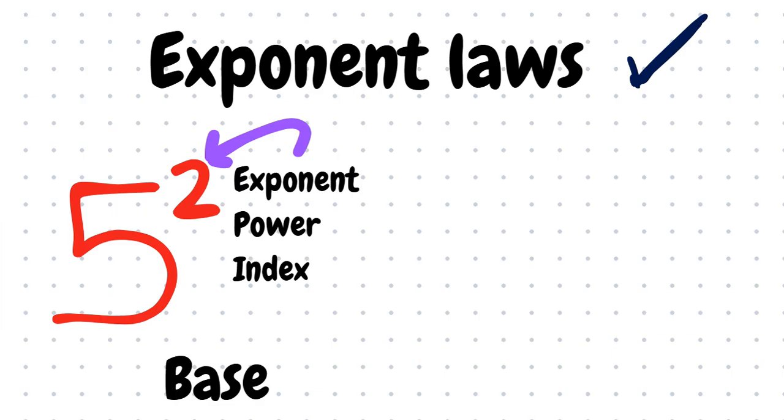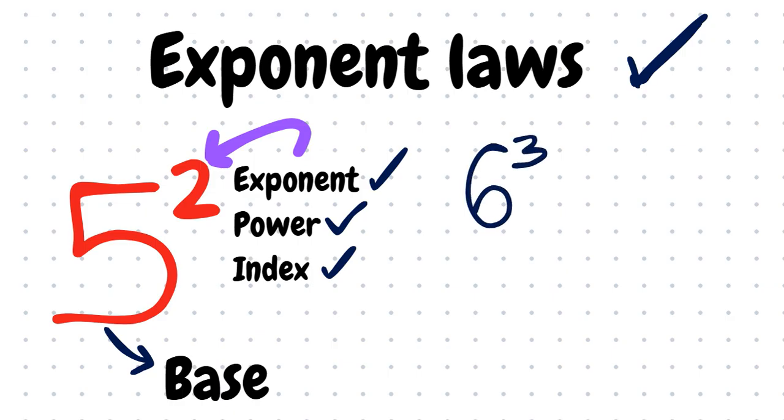So, before we start with the lesson, let us start with some concepts that are very important to begin with. If we have, for example, the number 5 to the power of 2, the number 5 is what we call the base. The number on the top, we call either the exponent, the power, or the index. If we have, for example, the number 6 and then 3 on top, we read this as 6 to the power of 3, or we can say 6 cubed.